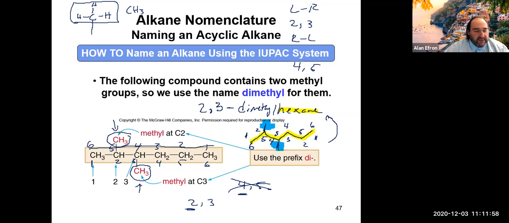So we're looking for the smallest numbers. So because 2 is smaller than 4, we would not want to number the way that gave us that, which would be this way. We don't want to go this way. We would want to go the other way because it did give us the smallest number in terms of the location. And that is where we could find each of those methyl groups. So the 2 means that if you go to carbon number 2 on that chain, you will see a methyl group. If you go to 3, it also tells you you will find a methyl group at carbon number 3. And that's how we get to 2,3-dimethyl hexane. Question on that?